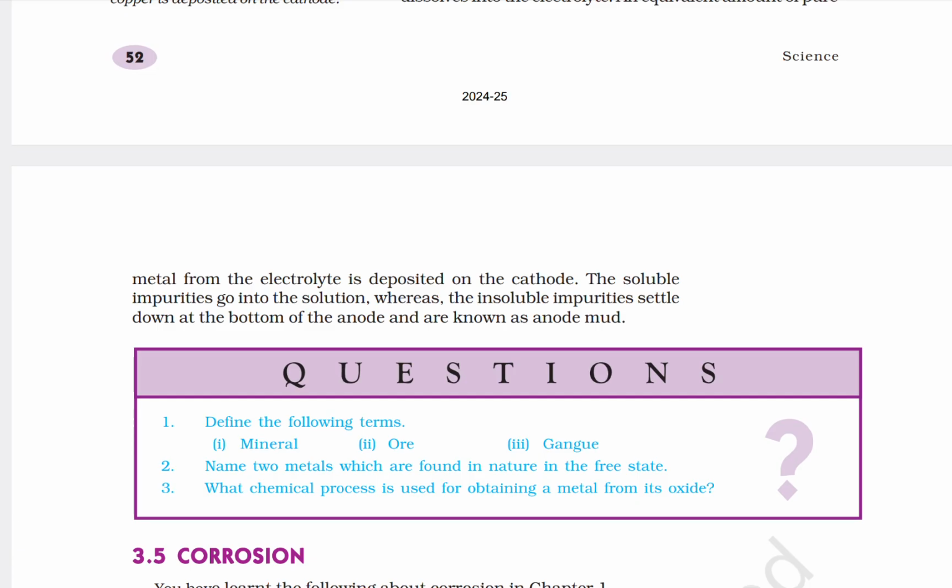So all ores are minerals, but not all minerals are ores. Example, bauxite is an ore of aluminium because aluminium can be extracted profitably from bauxite. Coming to gangue, it refers to the impurities like sand, soil, clay, etc. that are mixed with the ore. Gangue is removed during the process of concentration of the ore.